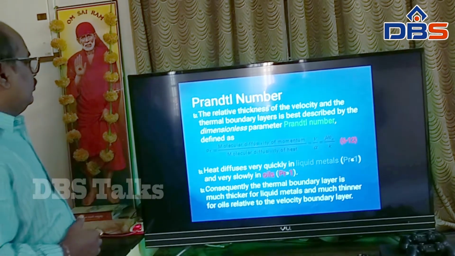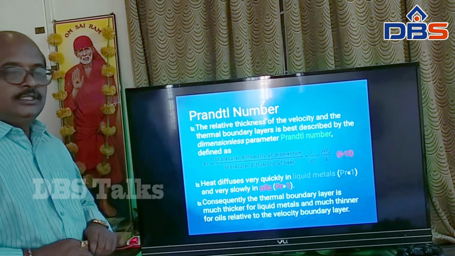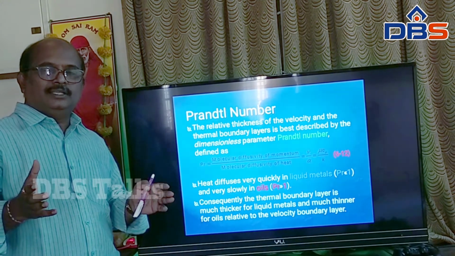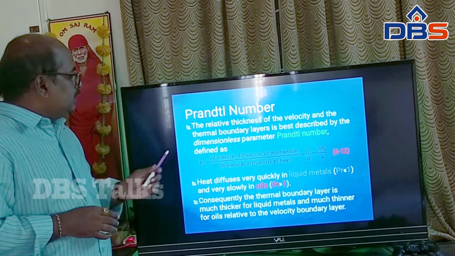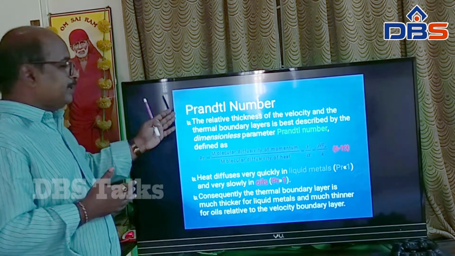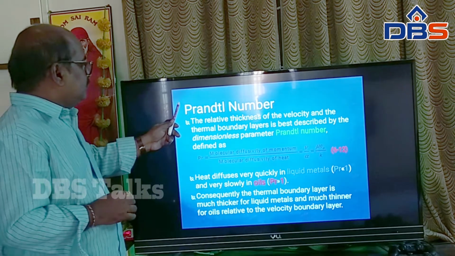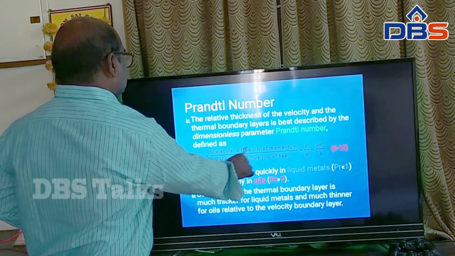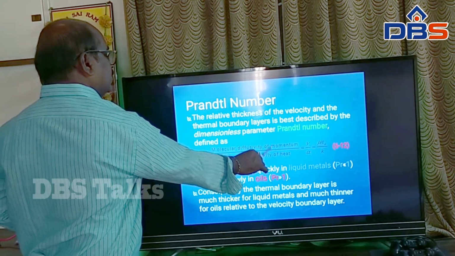There is one more non-dimensional number, that is called Prandtl number. Prandtl is a scientist. He made a lot of contributions in convective heat transfer, and even the boundary layer concept was introduced by Prandtl. The Prandtl number we can define as molecular diffusivity of momentum divided by molecular diffusivity of heat.